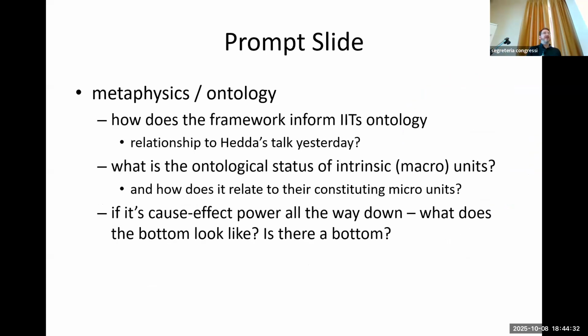All right, here's my prompt slide, touching on what was said earlier and what Hedda said. How does this relate to the metaphysics or the ontology of IIT? Relationship with Hedda's talk yesterday: what is the ontological status of the intrinsic macro units? How does that status relate to their constituting micro units? If it's cause-effect power all the way down, what does the bottom look like? Is there a bottom? I have opinions on some of these answers, and some are more speculative, but I'm tossing them out there for people who are interested in this aspect. This is a great place to spend some discussion time, I think.